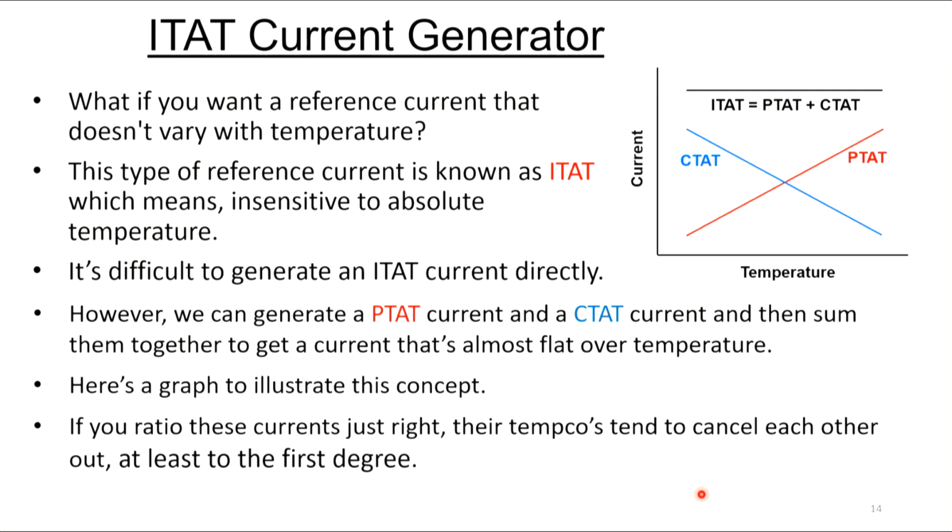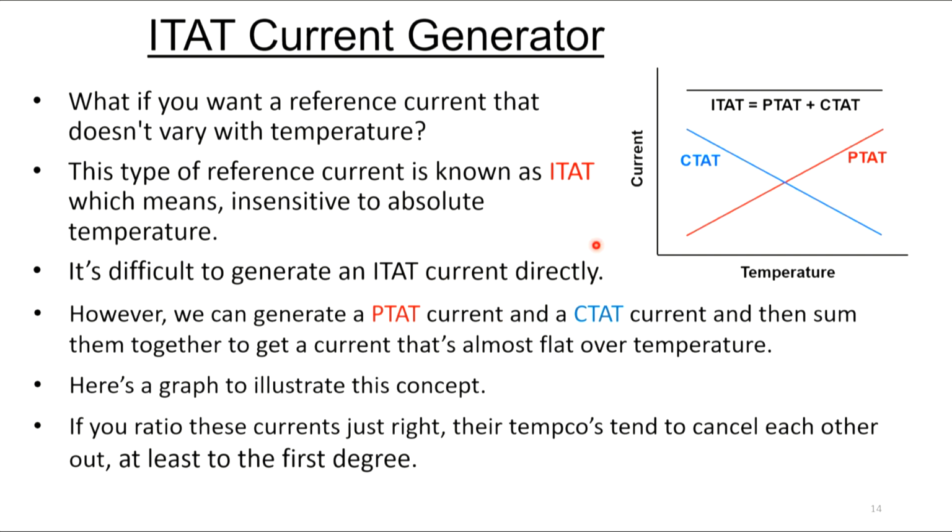So what if you want a reference current that doesn't vary with temperature? This type of reference current is known as ITAT, and ITAT means insensitive to absolute temperature. Now it's really difficult to generate an ITAT current directly. However, we can generate a PTAT current proportional to temperature, and we can generate a CTAT current that's inversely proportional to temperature. Well, if you sum those two together just right, you can get a summed current that's almost flat over temperature if these two cancel each other out.